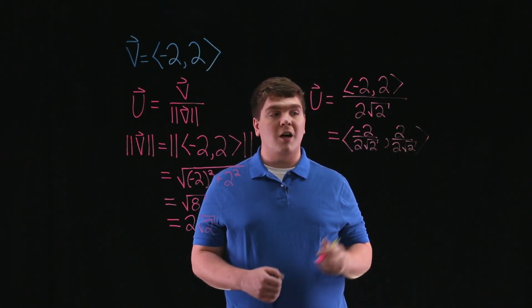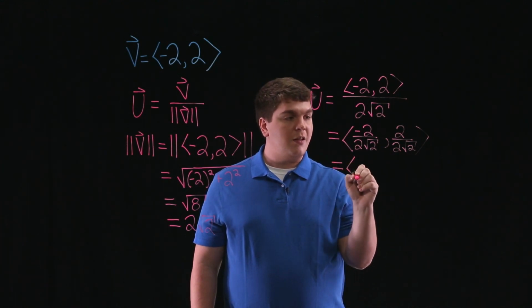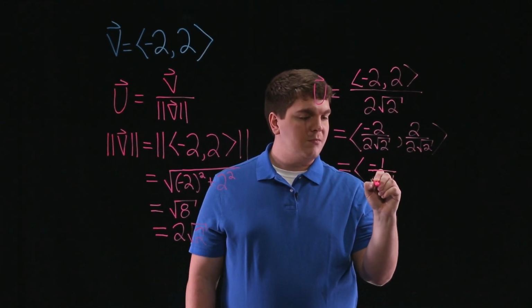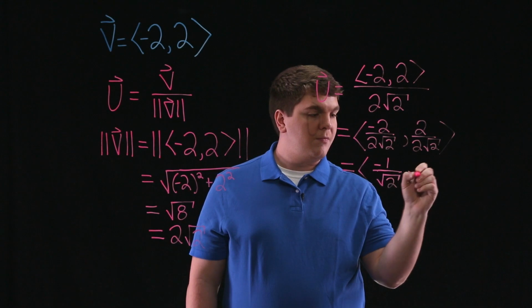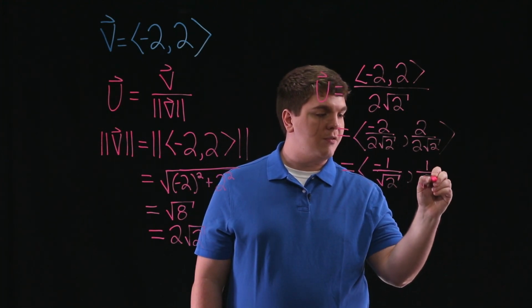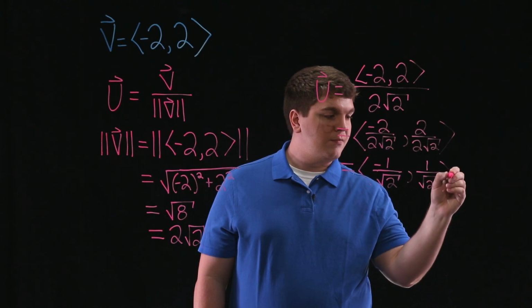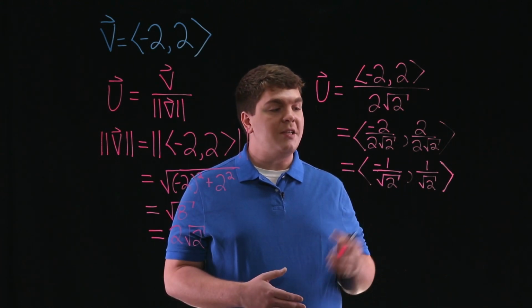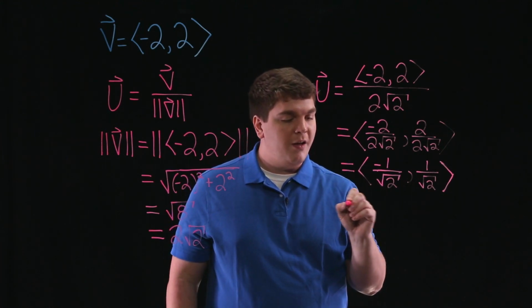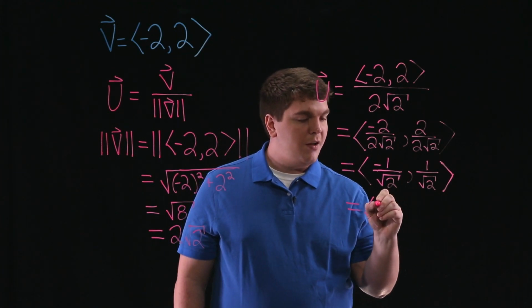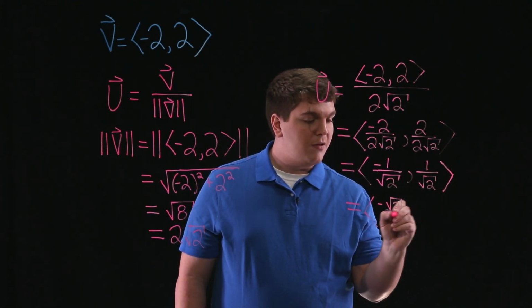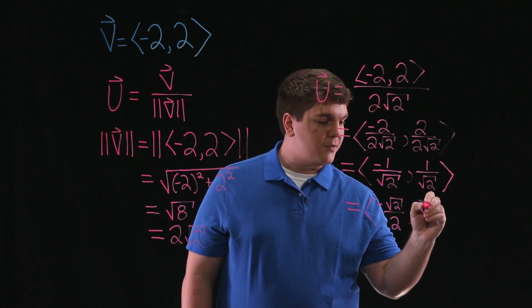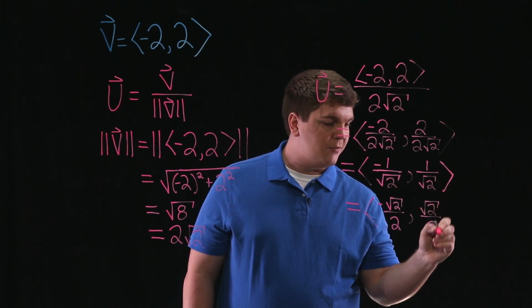Now the 2's in the numerators and denominators will cancel, leaving us with a -1 divided by the square root of 2, and a 1 divided by the square root of 2. At this stage, we can rationalize our denominators by multiplying each component by the square root of 2 divided by the square root of 2, and we obtain the unit vector -square root of 2 divided by 2, and the square root of 2 divided by 2.